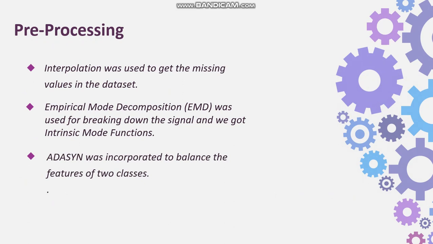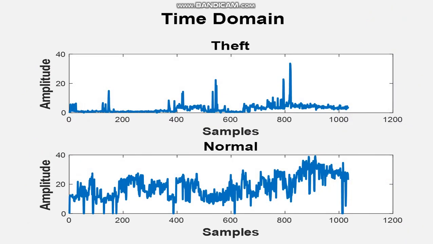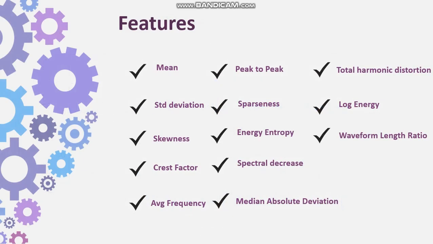As I have told earlier, there is a huge class difference between the real and the fake users. There were approximately 38,000 real users and 3,000 fake users. So the classes must be balanced to get correct results. For this purpose, we used the adaptive synthetic technique, ADASYN. These are the samples, and you can clearly see the difference between the theft and the normal. These are the features that gave us the maximum accuracy: mean, standard deviation, peak to peak, sparseness, total harmonic distortion, log energy, waveform length ratio, spectral decrease, crest factor, average frequency, mean absolute deviation, energy entropy.